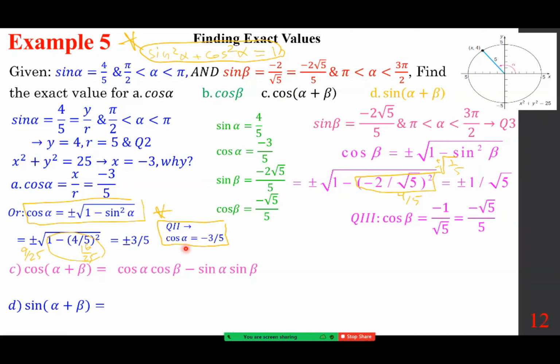Now plug in. So I hope you realize that 5 and 5 is 25. So the denominator is 25. These two, negative times negative is positive. You have 3 square root of 5 here. And again, negative times negative is positive. 4 times 2, 8 square root of 5. So the numerator is 3 plus 8, 11 square root of 5. And the denominator is 5 times 5.